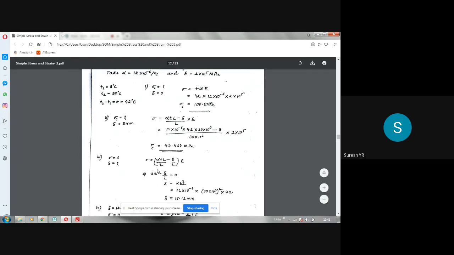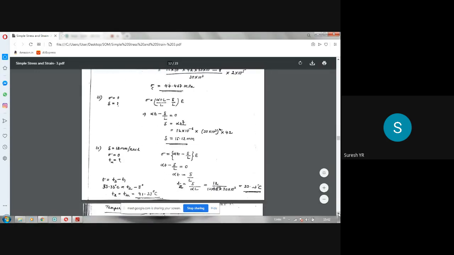Since sigma is 0 here, this should be 0. E cannot be 0. Therefore, alpha TL minus delta by L can be taken as 0. From that, if you substitute the values, you will get delta as 15.12 mm. Please do that and check it. Substitute for alpha 12 into 10 power minus 6, T is 42 degrees centigrade, delta is unknown, L is 30 into 10 power 3. If you substitute that, you will get the allowance of 15.12 mm.